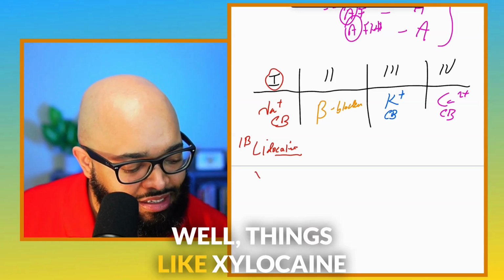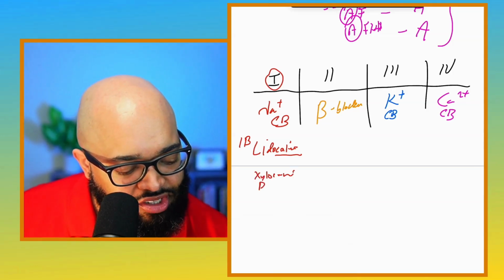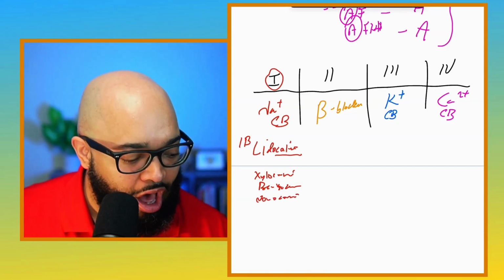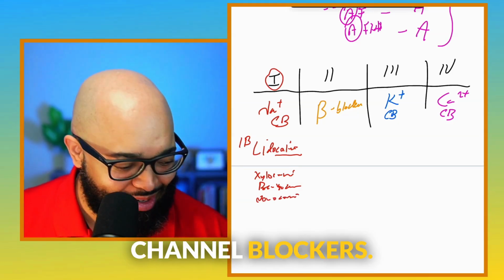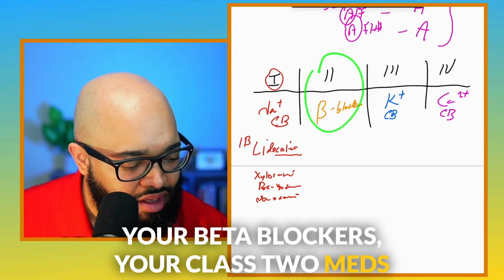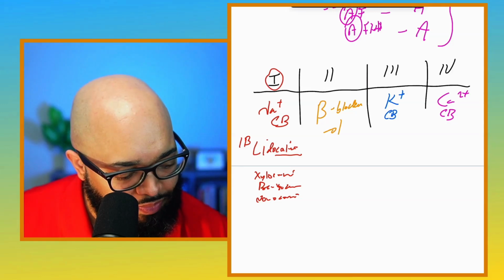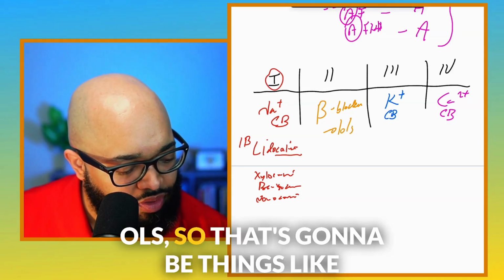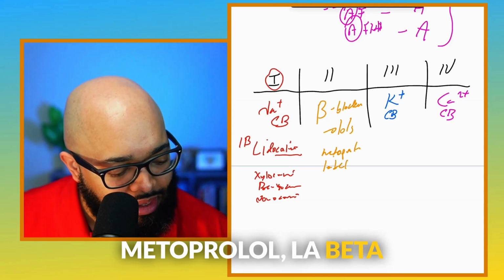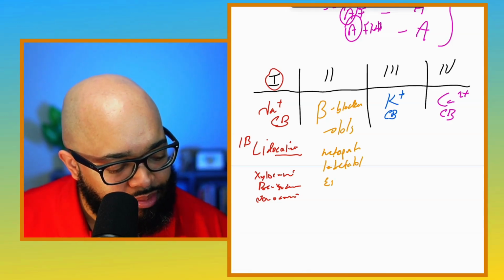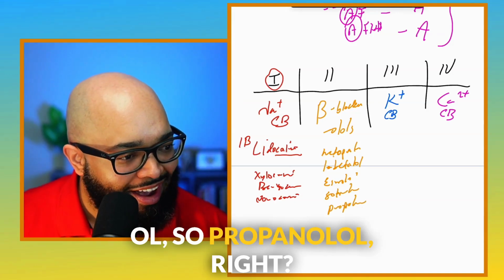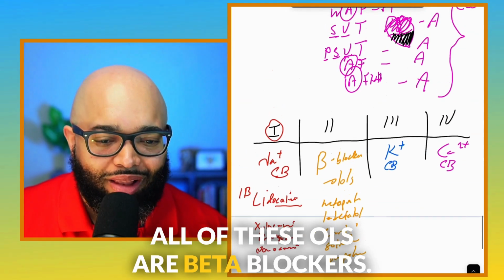Well, things like xylocaine, benzocaine, novocaine, okay? All of these caines are sodium channel blockers. Your beta blockers, your class 2 meds, are going to be your olols. So that's going to be things like metoprolol, labetalol, esmolol, sotalol, propranolol, right? All of these olols are beta blockers.